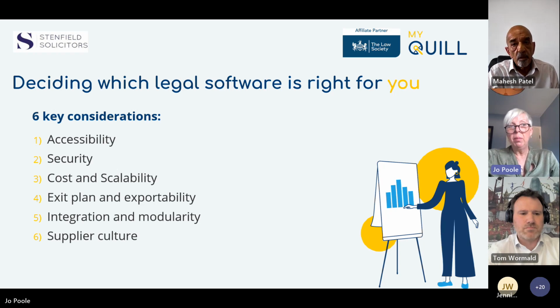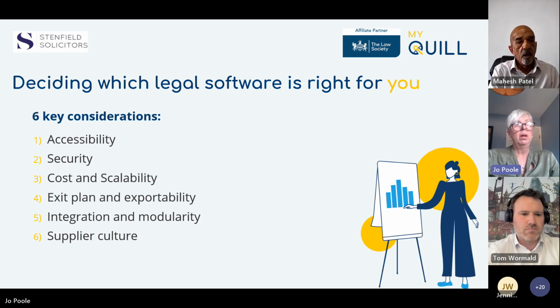I think cost is a big one as well. Cost and scalability is huge. I know some firms that I've come across and helped that in the pandemic weren't able to scale down the users they had while people were on furlough. So they were still paying for, say, 50 licenses and they only had 5 people working.